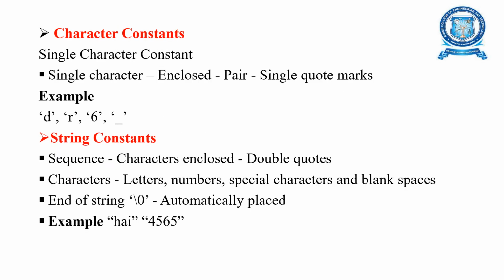Next is the character constant. It contains a single character enclosed within a pair of single quote marks. For example, with single quotes, 'D', 'R', '6'. Next is the string constant. It's a sequence of characters enclosed in double quotes. Characters may be letters, numbers, special characters and blank spaces. At the end of the string, \0 is automatically placed.